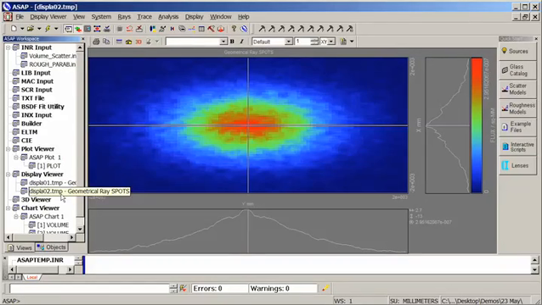So again, within ASAP, whether you need to model surface scatter, volumetric scatter, or both, all of the capabilities are included with the software.